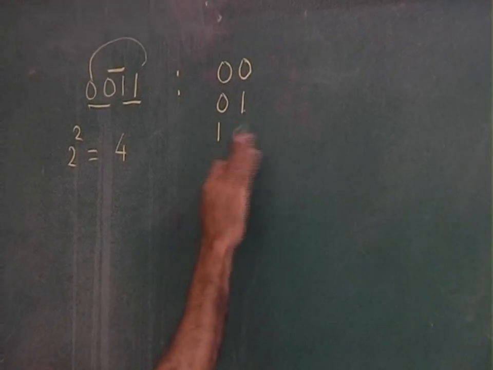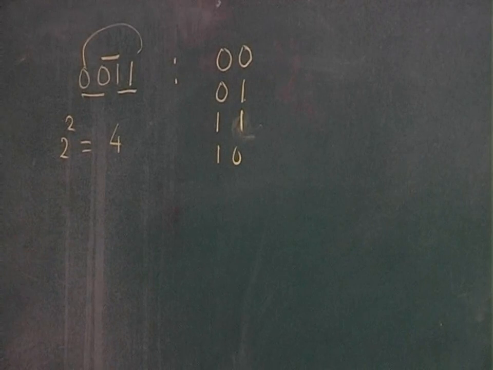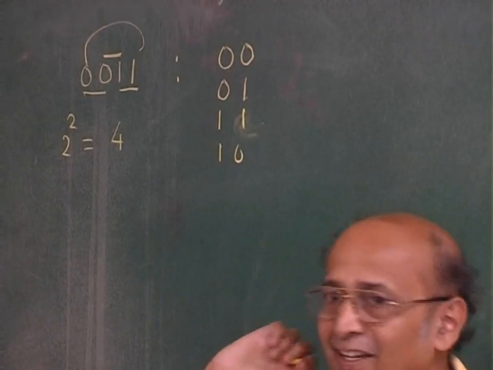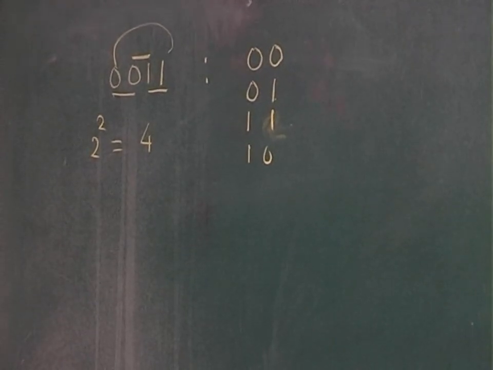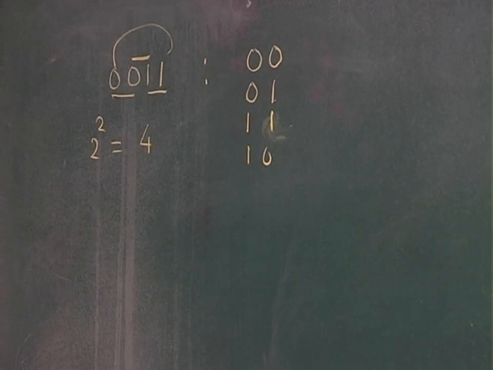One, 0. So now what you see is you get all possible pairs, all possible ordered pairs, 0, 0, 0, 1, 1, 0, 1, 1.